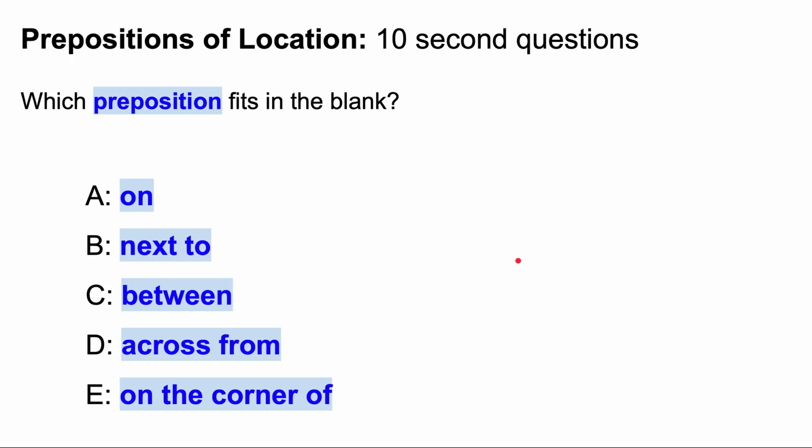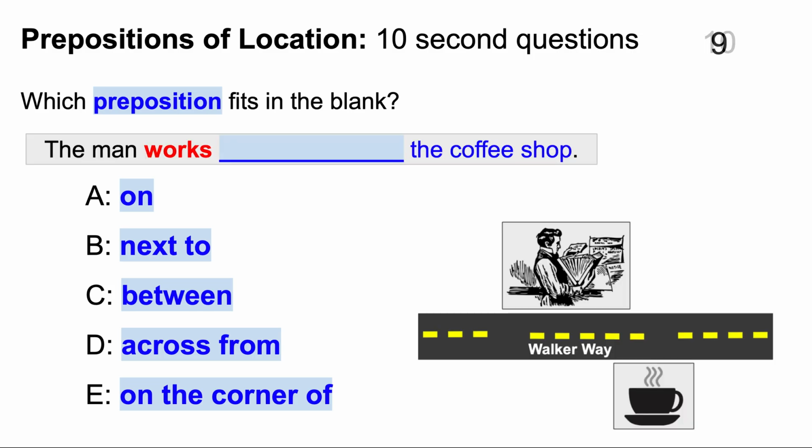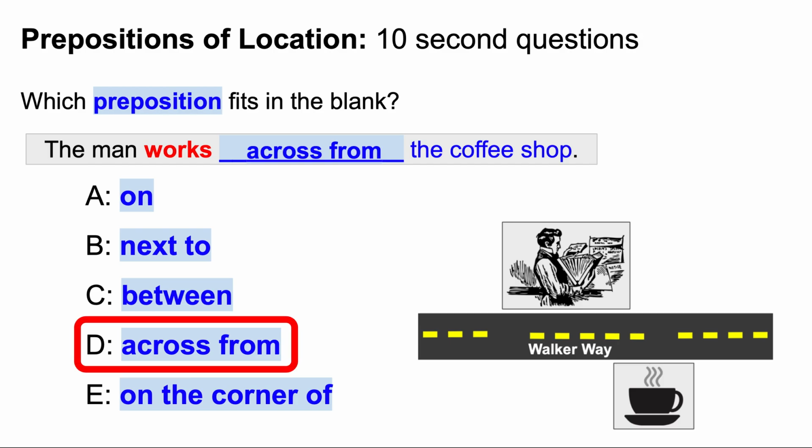Okay, next. Which preposition fits in the blank? The man works blank the coffee shop. The man works across from the coffee shop. We have his workplace and the coffee shop. In the middle is a road. We cross the road to the coffee shop. So he works across from the coffee shop.